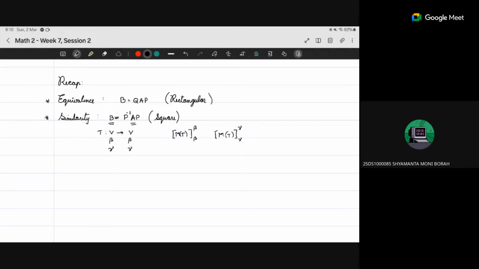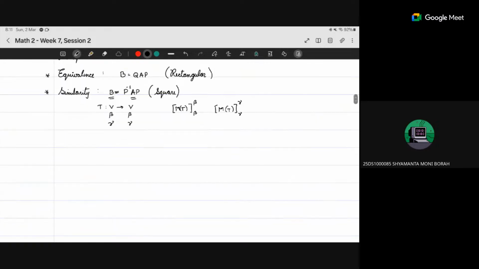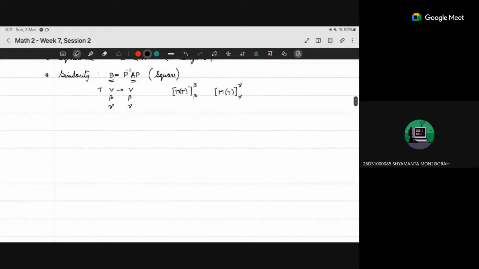Understood. So if you are using beta, then we use beta only, and if you are using gamma, then we use gamma only, gamma on domain and codomain. A combination of them would give you different matrices. But by using beta beta or gamma gamma, those matrices are similar. This is what we had seen.